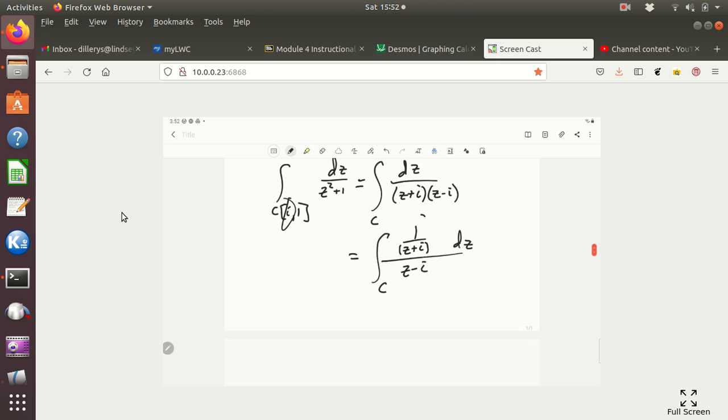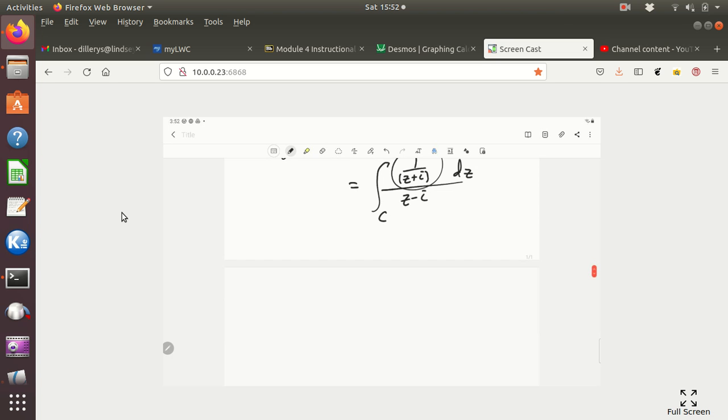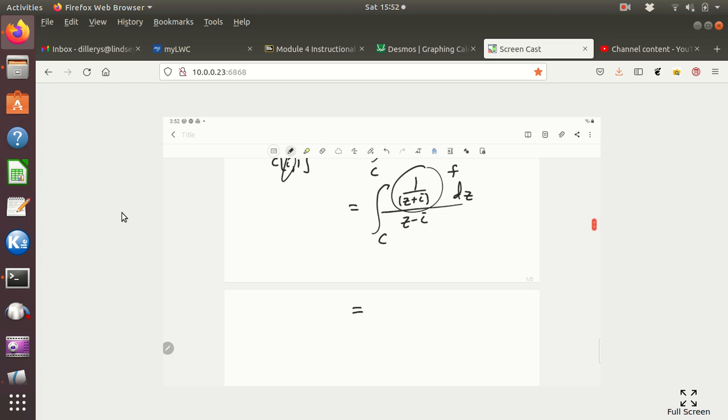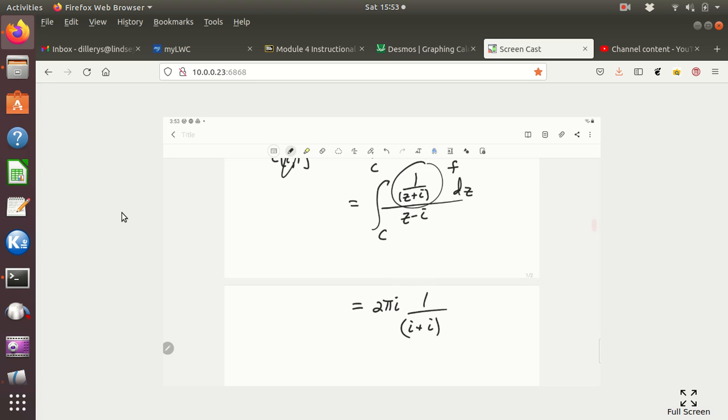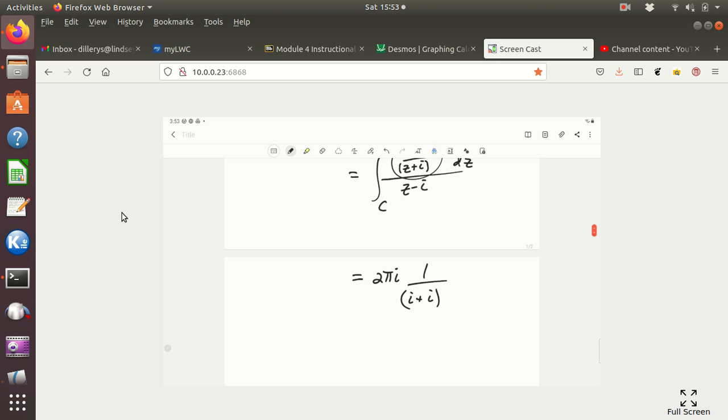We've written it this way. So here is our function f, and that says this is equal to 2 pi I times 1 over I plus I, because that's our f of I. And so that's 2I, and so I guess we get pi.